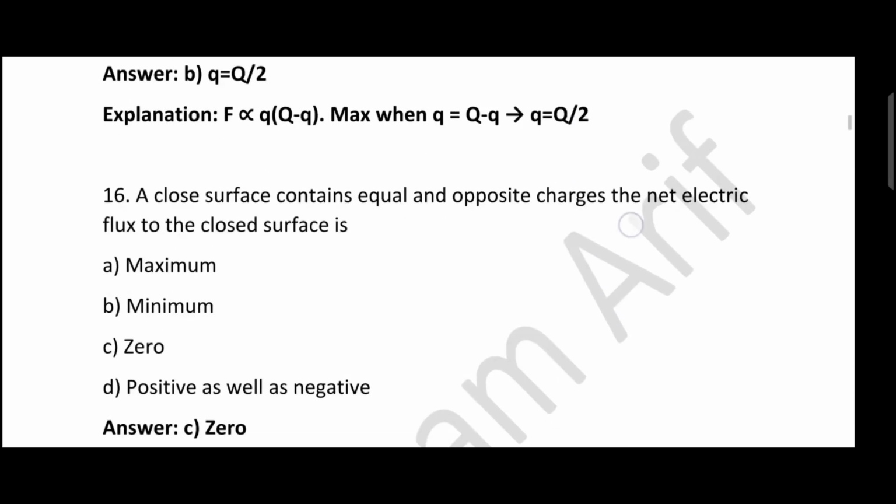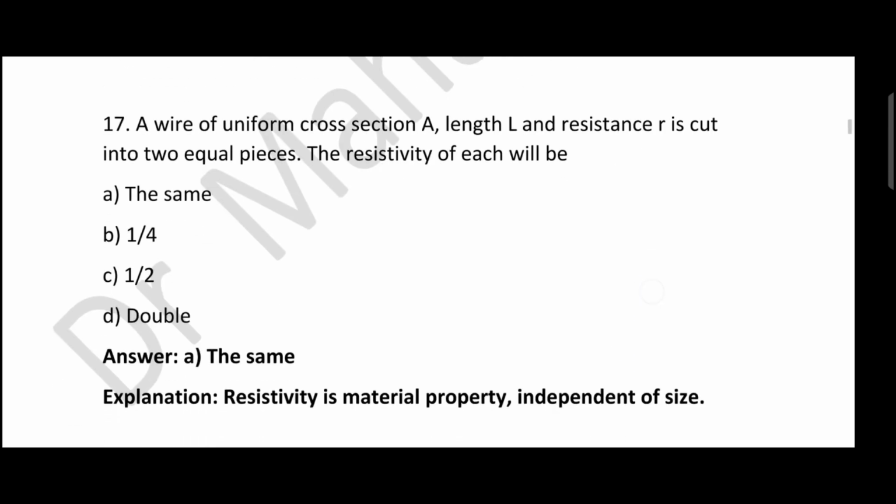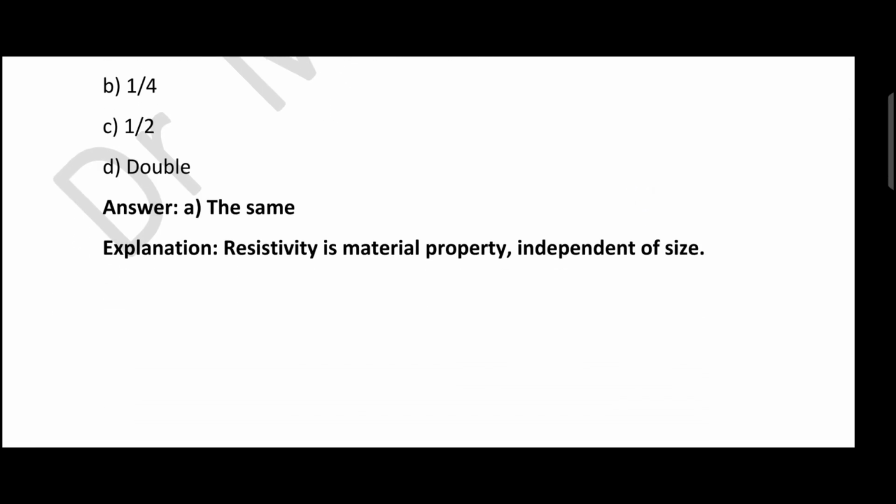A closed surface contains equal and opposite charges. The net electric flux to the closed surface is. Correct answer is option C, that is 0. A wire of uniform cross section A, length L and resistance R is cut into two equal pieces, the resistivity of each will be. Correct answer is option A, that is the same, because resistivity is material property that is independent of size.